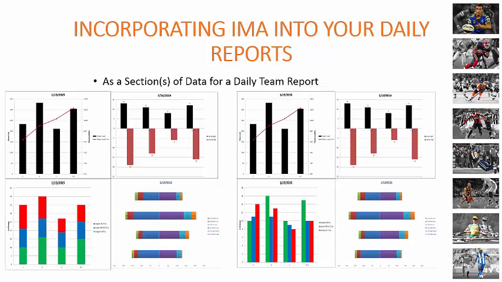Switching gears on that, we can make IMA part of a section or sections of data for a daily team report. So what this graph shows is the positions for a day for 1/13/2015. On the top left we've got player load and player load per minute, so a volume and an intensity type metric. Number of high accelerations and decelerations, number of jumps in each band, and then the number of change of directions in each band. So we have left and right change of direction in the low, medium, and high bands.